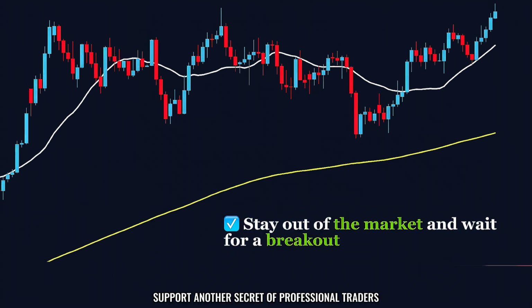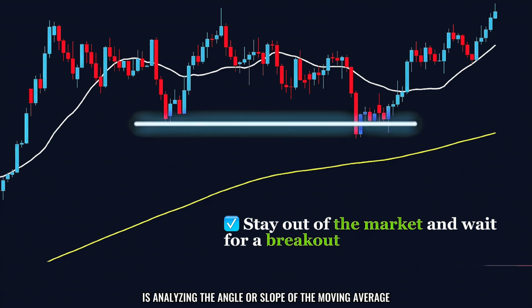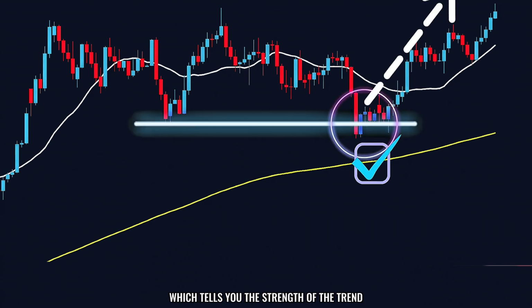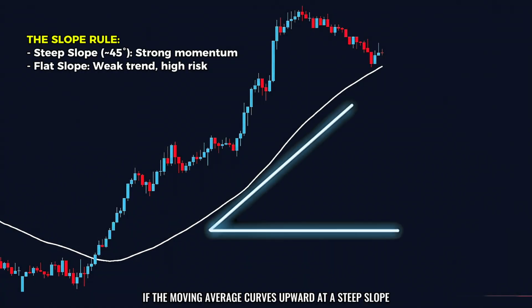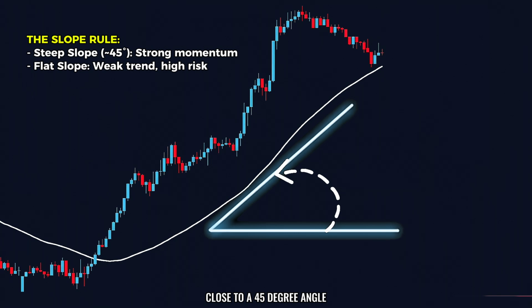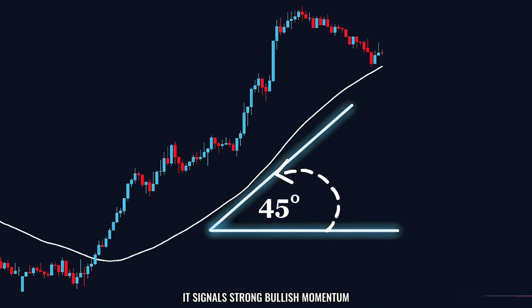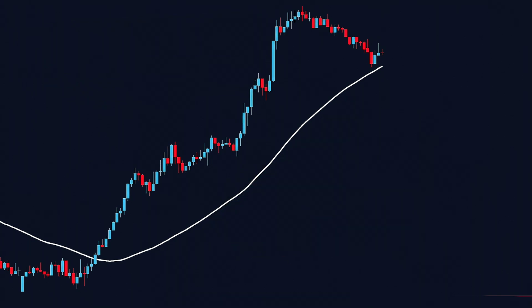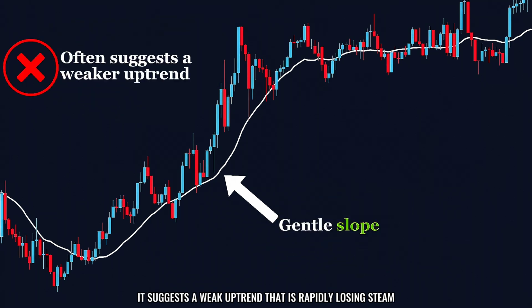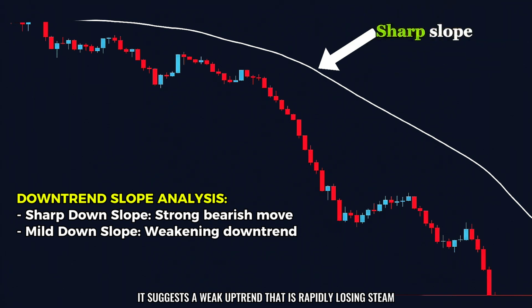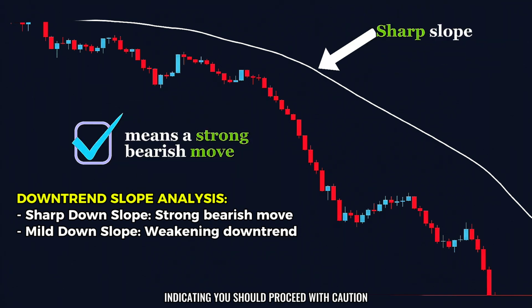Another secret of professional traders is analyzing the angle or slope of the moving average, which tells you the strength of the trend. In an uptrend, if the moving average curves upward at a steep slope close to a 45-degree angle, it signals strong bullish momentum. However, if the slope is very flat or gentle, it suggests a weak uptrend that is rapidly losing steam, indicating you should proceed with caution.